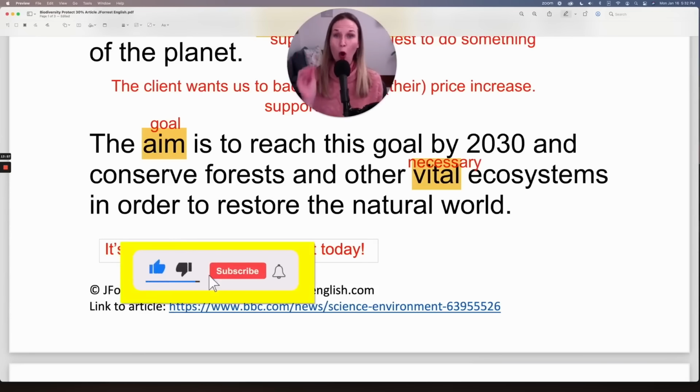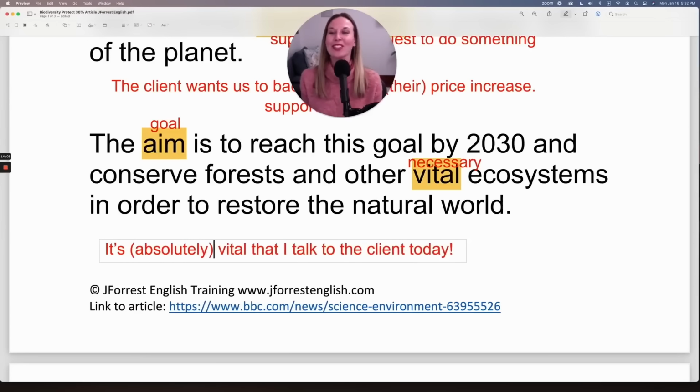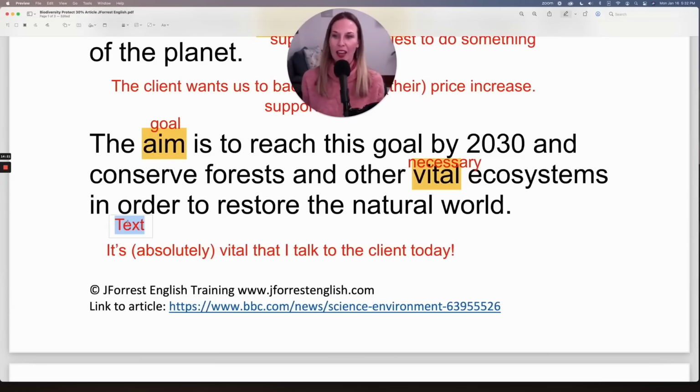Sometimes, even though this is already quite strong, we make this even stronger by saying it's absolutely vital that I talk to you today or the client today. This is to make it even stronger. But keep in mind, you don't need this because it's already very strong, but you can include it. So you might say, it's vital that I become a fluent and confident. I always like to add confident because I know a lot of students who are fluent, but they're not confident. So I always like to include both of those. It's vital that I become a fluent and confident English speaker.